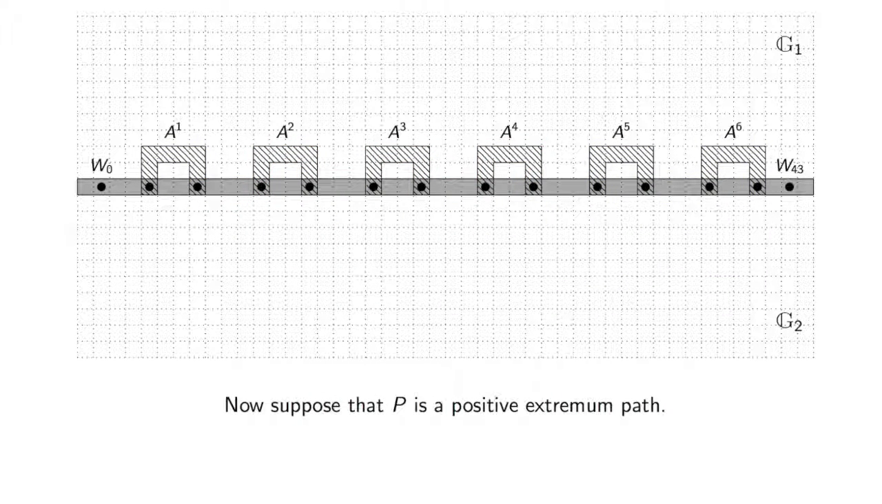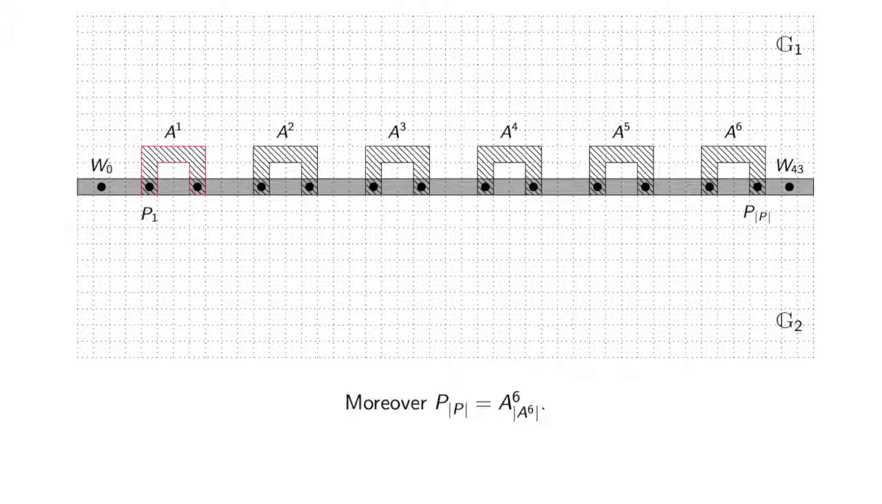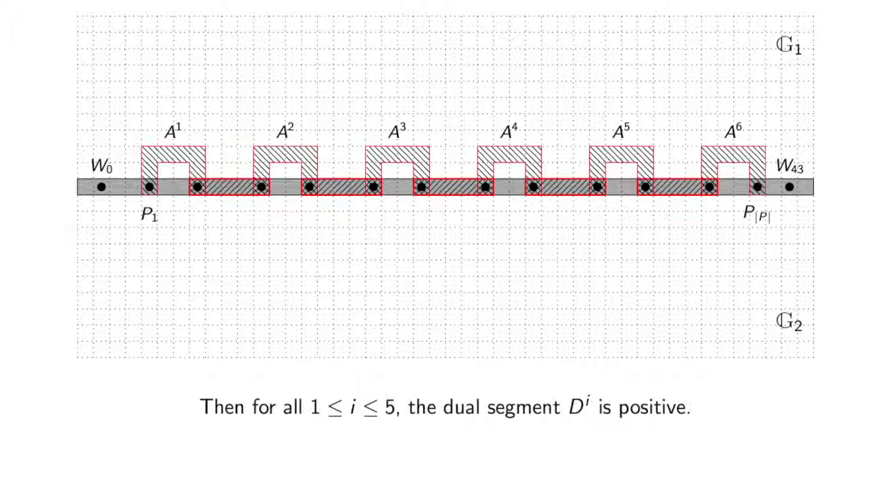Now let's start again, but this time, we assume that the path P is positive and extremum. Then the first position of the first arc is the first position of the path P. This means that the first arc is positive. Similarly, since P is extremum, then the last position of the arc A6 is the last position of the path P. This means that the last arc is positive. Then all arcs are positive.